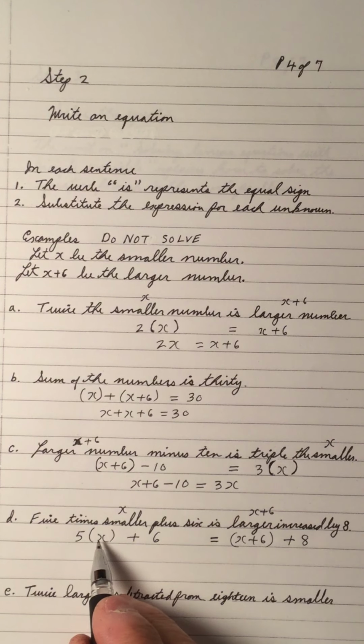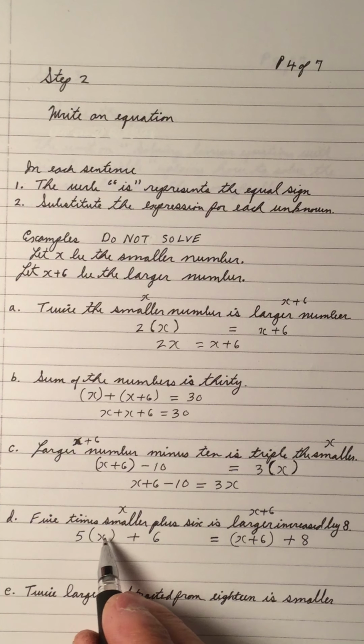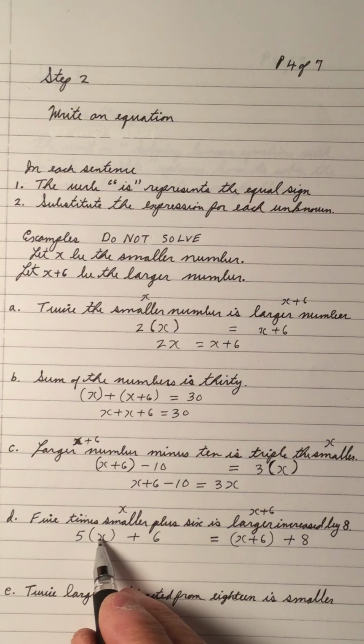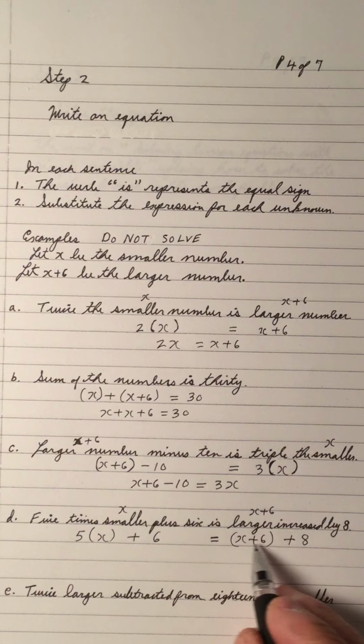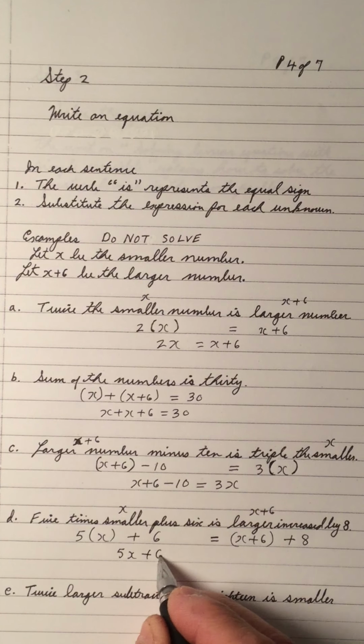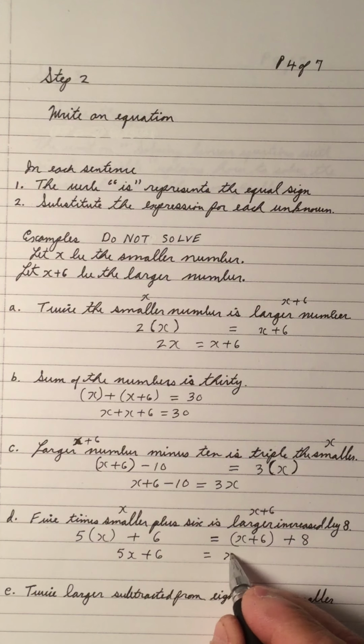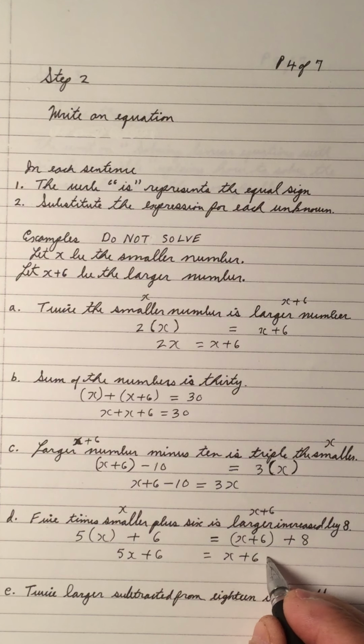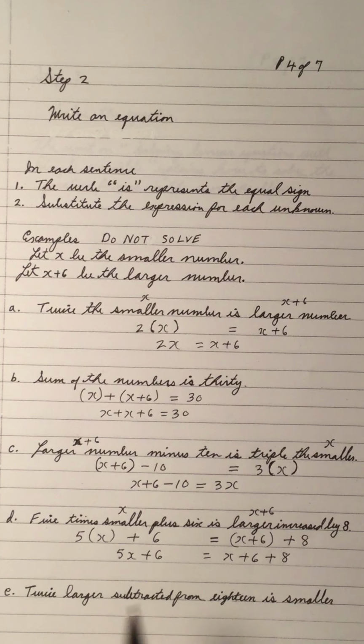Again, the only reason I put this in is to show you that in that bracket, that's the smallest number. In this bracket, that's the largest. You could write it as 5x plus 6 equals x plus 6, add on 8. And again, we're not solving it. We're just showing you how to write.